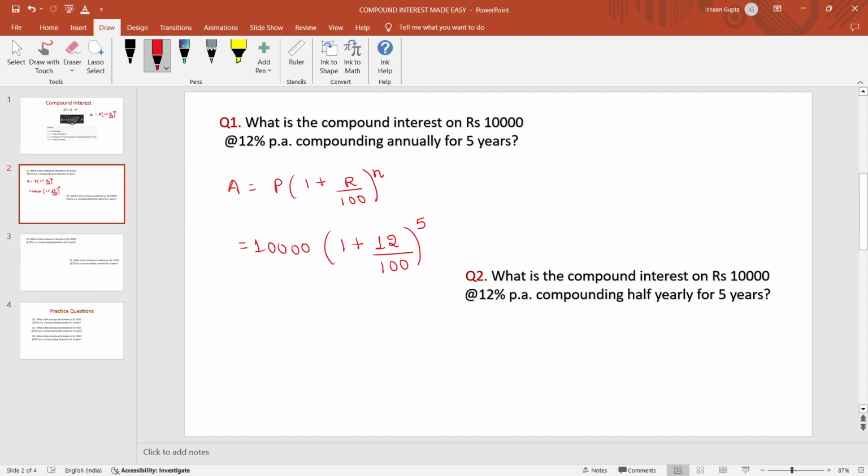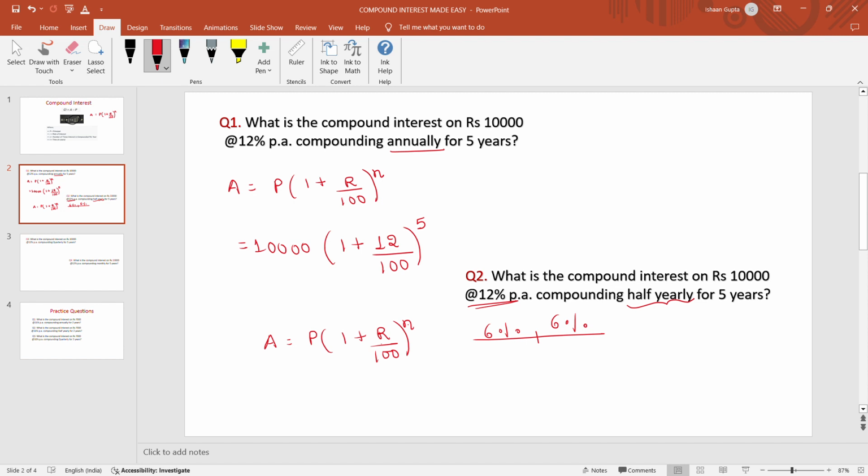So what's the difference in half yearly compounding and the annual compounding? Here we see the difference. The formula remains just the same. The only change will be in R and n. Now, as we see, 12% is being given for the whole year. That means 6% is being given for half the year.